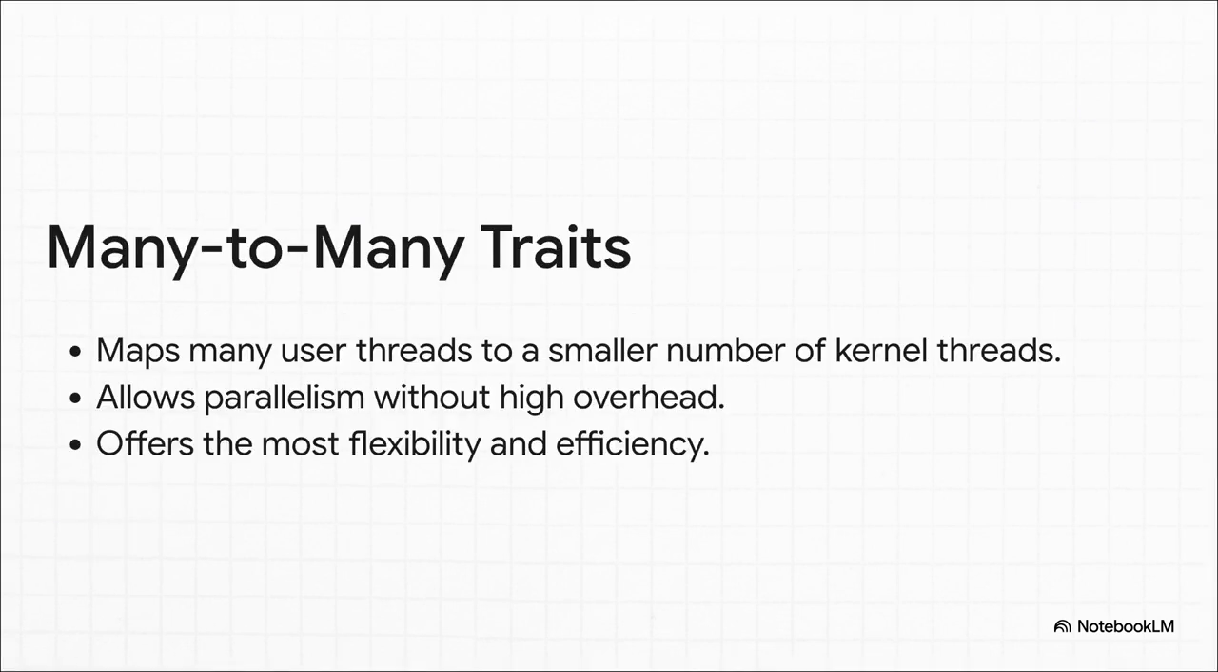Here, the operating system creates a flexible pool of kernel thread managers. Then, the workers, our user threads, are dynamically assigned to any manager that's available. This means you can have a really large team without needing a personal manager for every single member. It gives you that awesome parallelism of the one-to-one model, but without all the overhead. It's a really smart, efficient compromise.